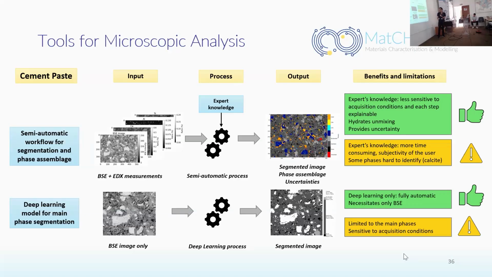So that's one benefit. It necessitates only the backscattered electron image, so it's really fast, actually faster to acquire. However, it's limited to the main phases since we do not have the details of the elemental maps. We cannot separate inside some sub-phases. And also, it can be sensitive to acquisition conditions because it is trained on the optimal acquisition conditions. And if there is some drift, we cannot guarantee the result.